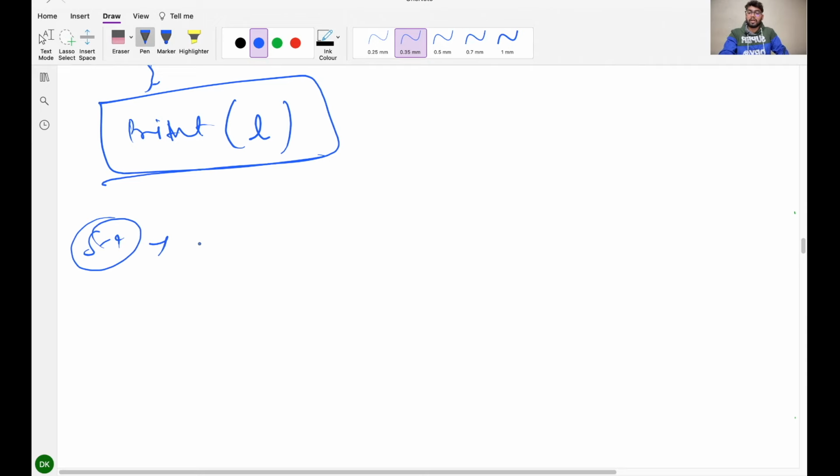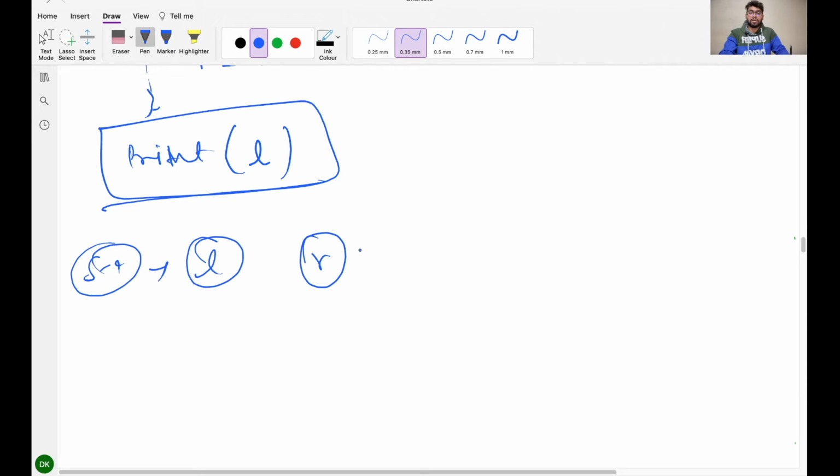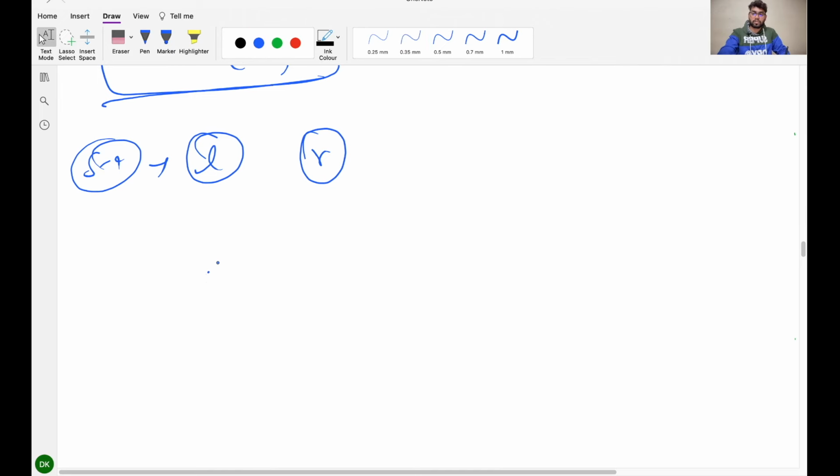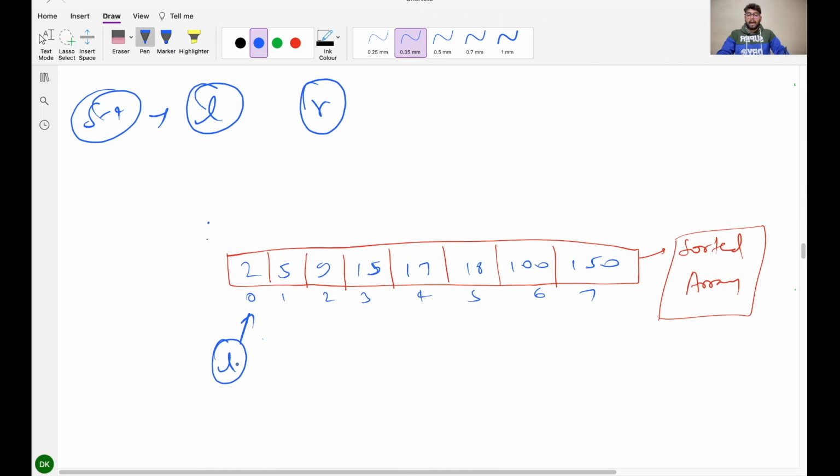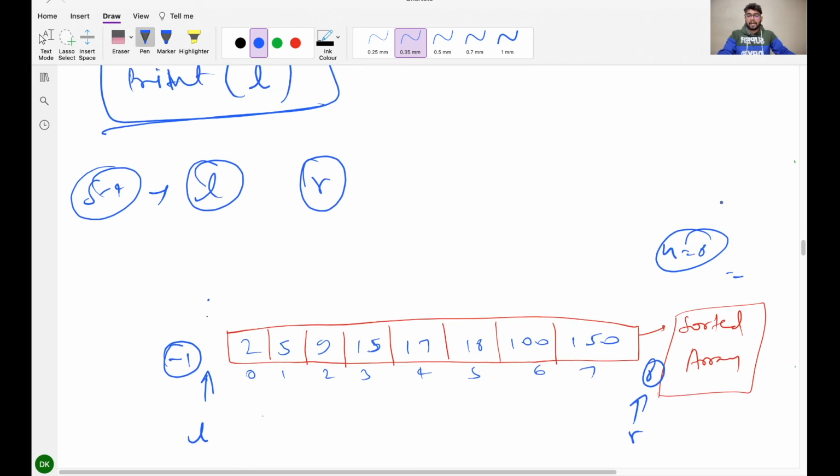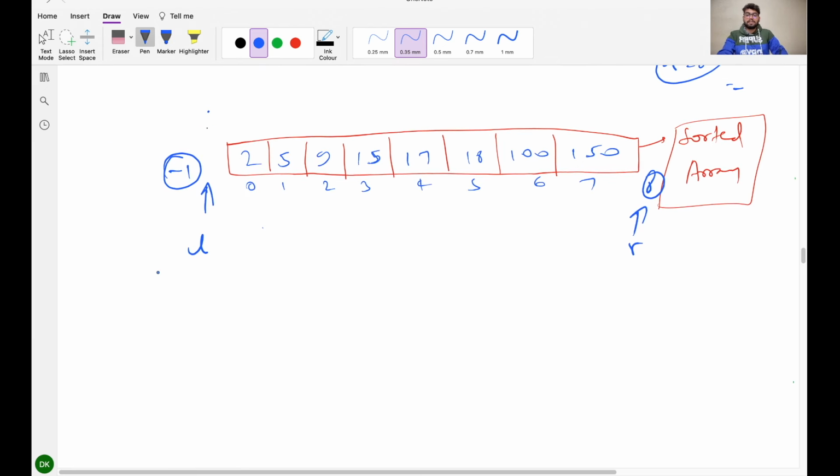Okay, and what is my step 4? I just have to find out what is my L, what is my R. So for this array my L is at 0 and my R is at 7. I am just making it safer. I initialize my L from -1, and my R from n, that is 8. N is 8. Okay, so let's take a dry run. Initially my L is -1 and the target element is 100 and my R is 8.